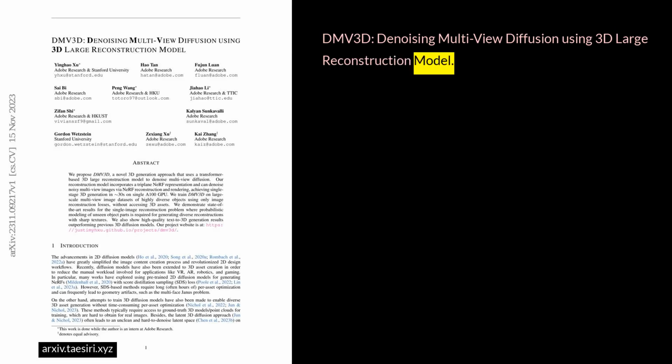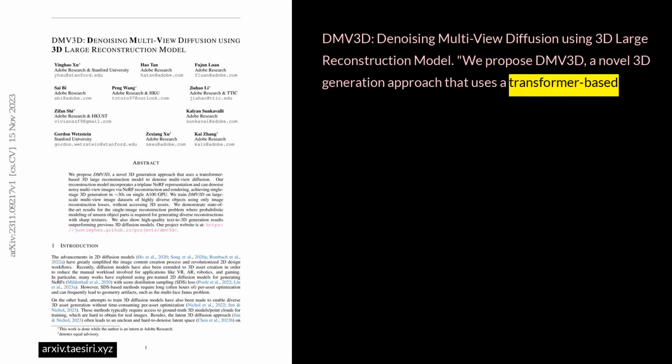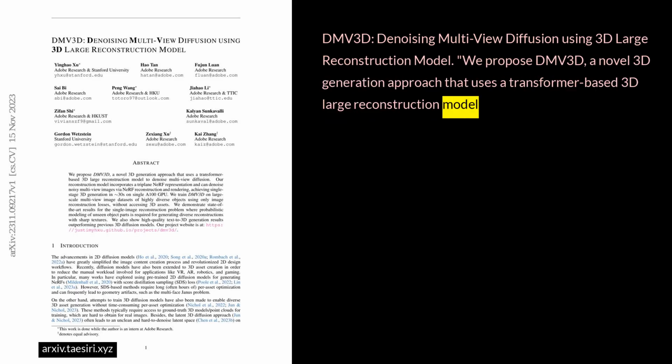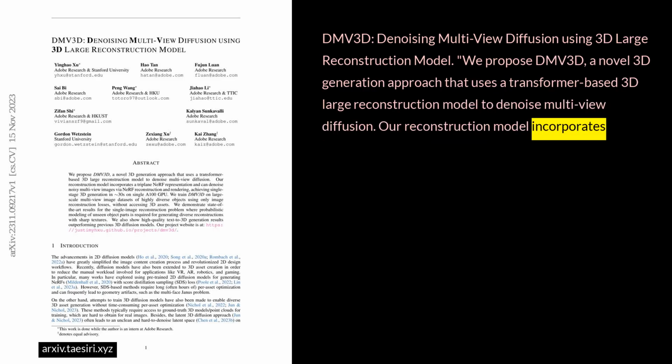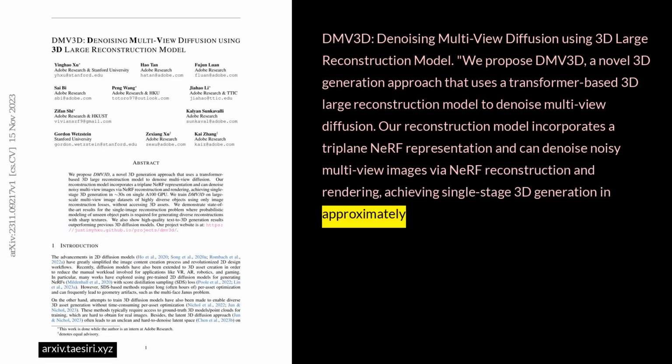DMV3D, Denoising multi-view diffusion using 3D large reconstruction model. We propose DMV3D, a novel 3D generation approach that uses a transformer-based 3D large reconstruction model to denoise multi-view diffusion. Our reconstruction model incorporates a triplane NeRF representation and can denoise noisy multi-view images via NeRF reconstruction and rendering, achieving single-stage 3D generation in approximately 30s on single A100 GPU.